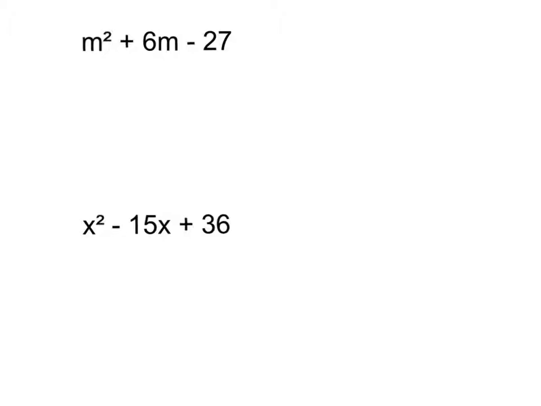Alright, so here are the last two examples. I want you to try these on your own. You need to look at what are the factors of negative 27 that add up to a positive 6, and then what are the factors of a positive 36 that add up to a negative 15? So go ahead and pause the video and think about these two, and then come back and check your answer.